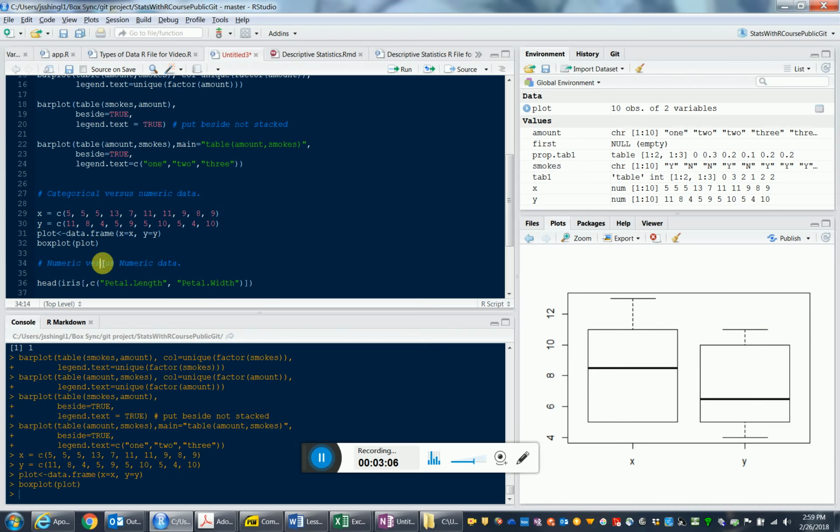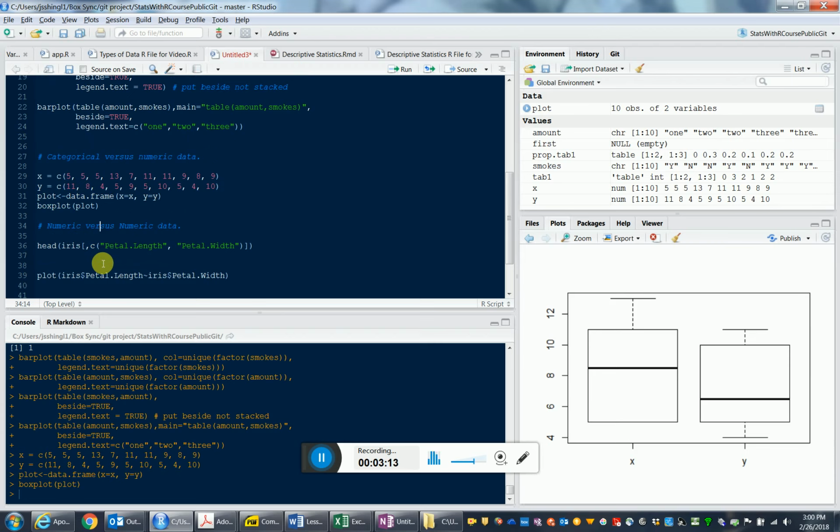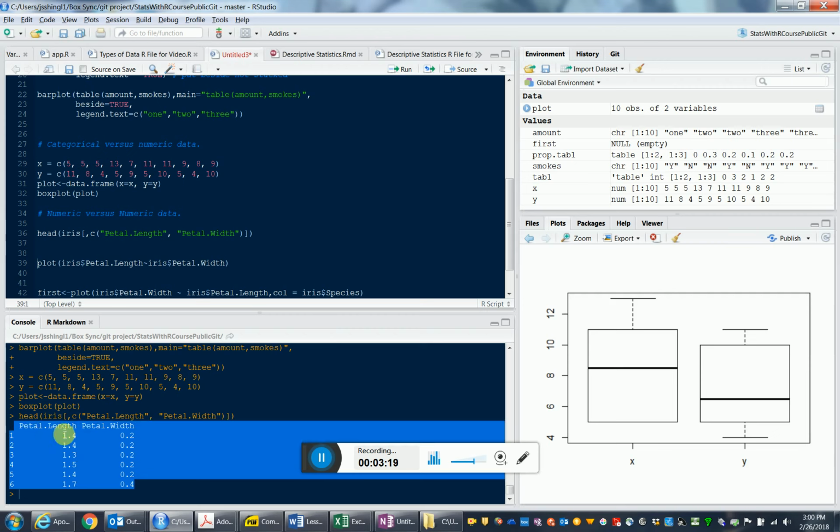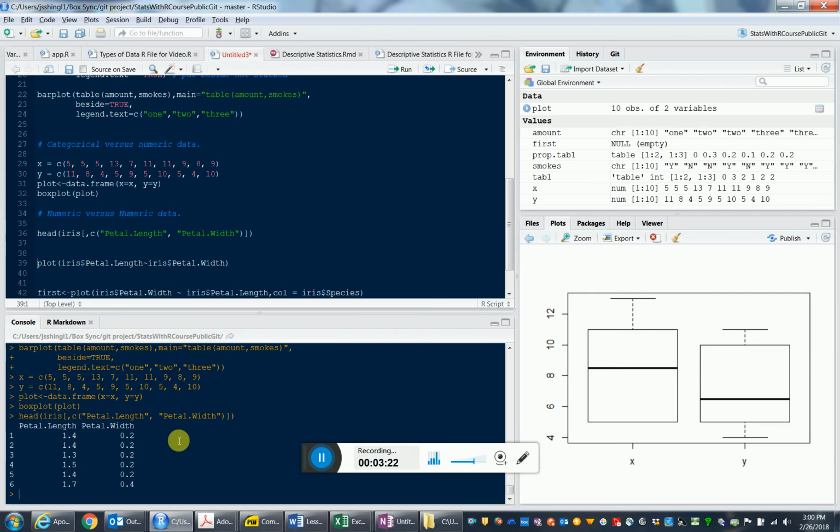Numeric versus numeric data. Contrasting two different numeric data sets is pretty common. Let's go back to the iris data set and look at petal length and petal width. So let's just take a look. These are petal length and petal width. Notice they're both numeric types of data.